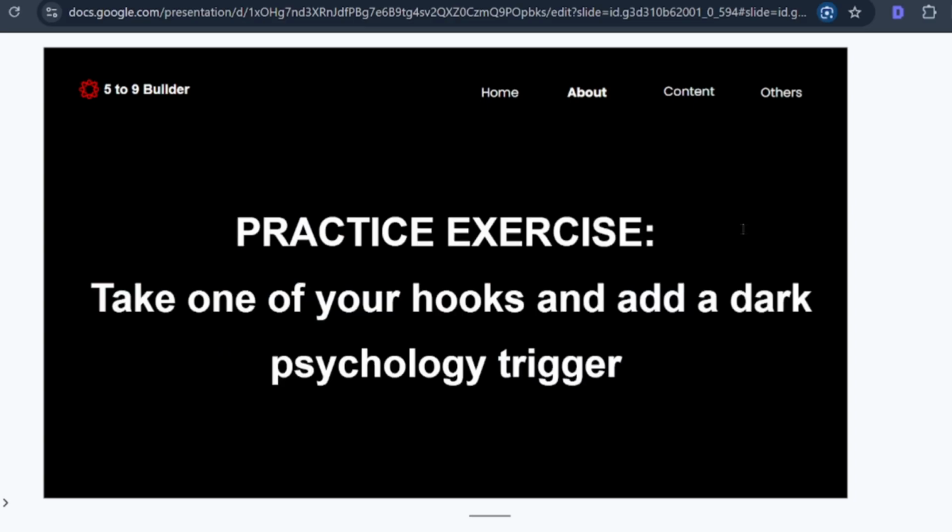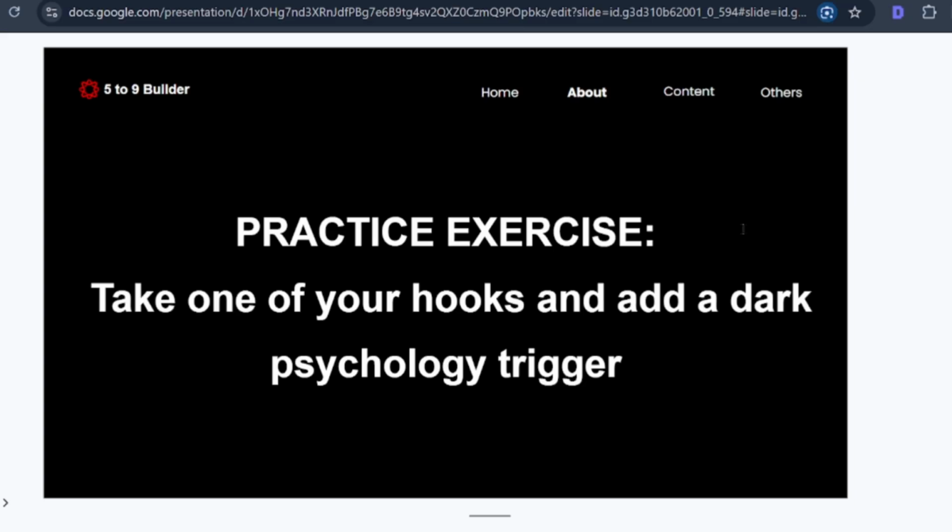So, this is the exercise you have to practice. Take one of your hooks and add a dark psychology trigger. You can go back to the hooks that you wrote in the first exercise and turn one into a dark psychology hook, and then see if it will work.